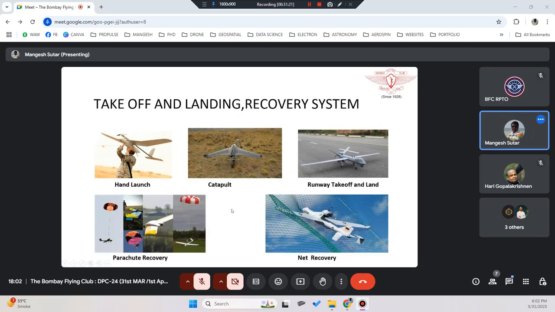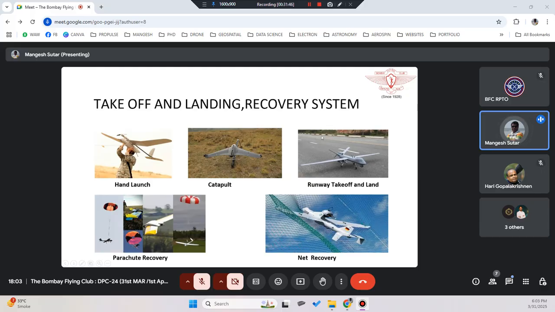Now if you see the fixed wing takeoff, landing, and recovery system. Takeoff is sometimes done by hand, so you just throw the drone in the air, or you can have a catapult mechanism to launch the drone, or maybe a runway takeoff and landing.